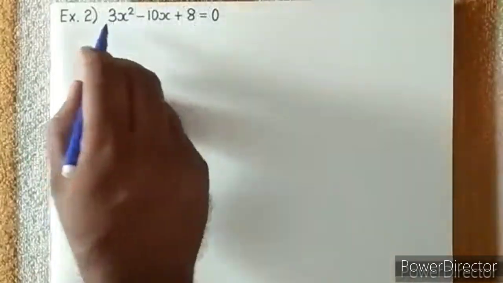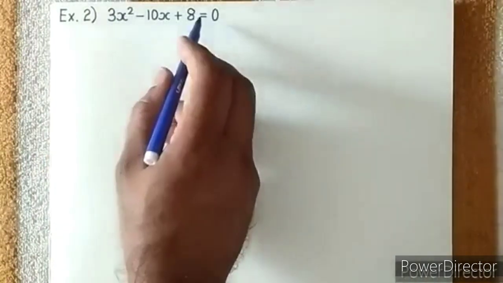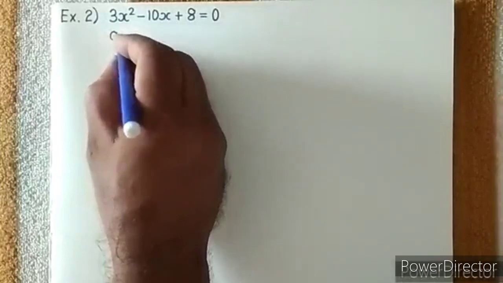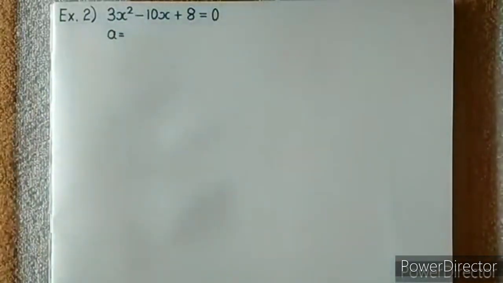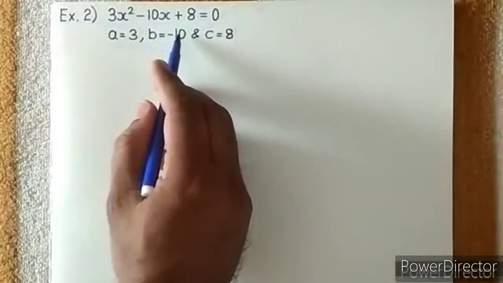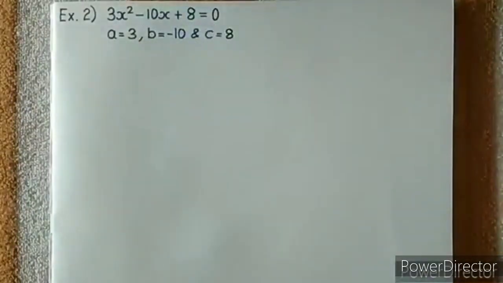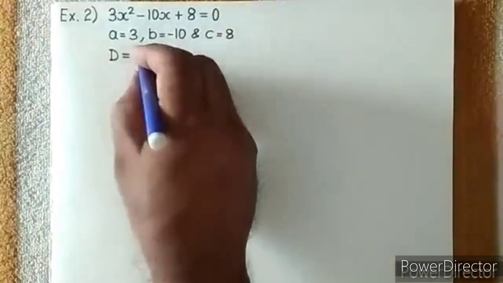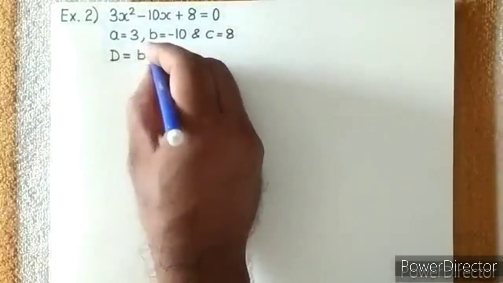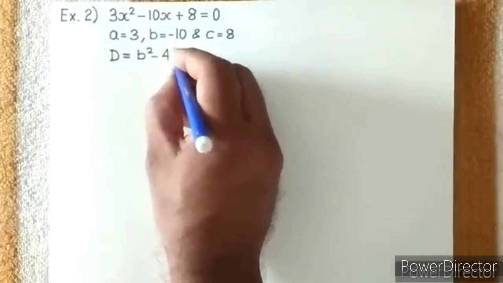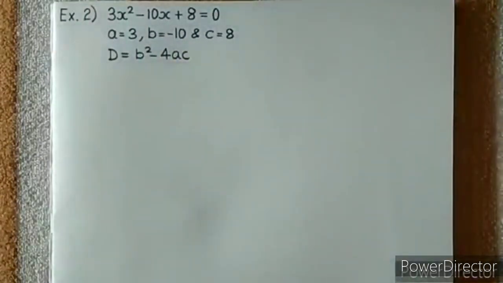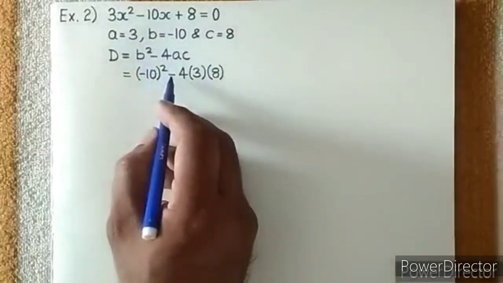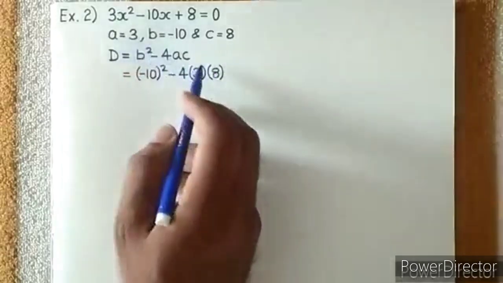Let's solve another example. 3x square minus 10x plus 8 equals to 0. So the first step is you have to write what is the value of a, b and c. A is 3, b is minus 10 and c is 8. Now we need to find the discriminant, that is d, and the formula is b square minus 4a into c. Putting the values, b square, b is minus 10, so minus 10 square minus 4 into a is 3 into c is 8.